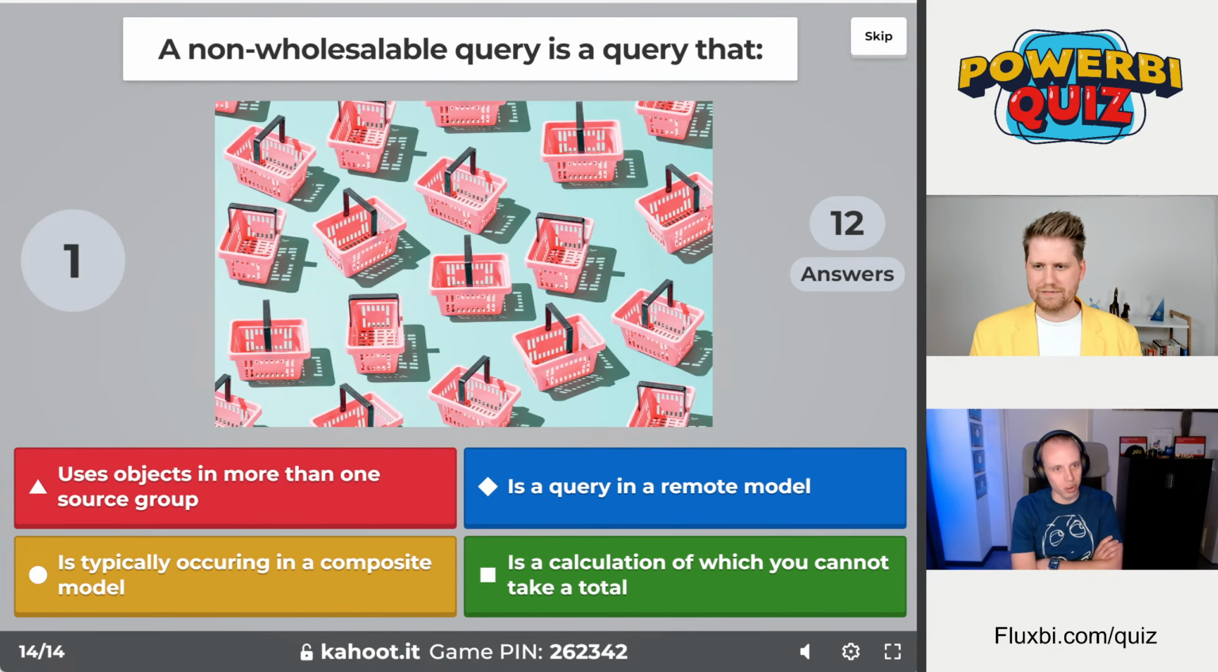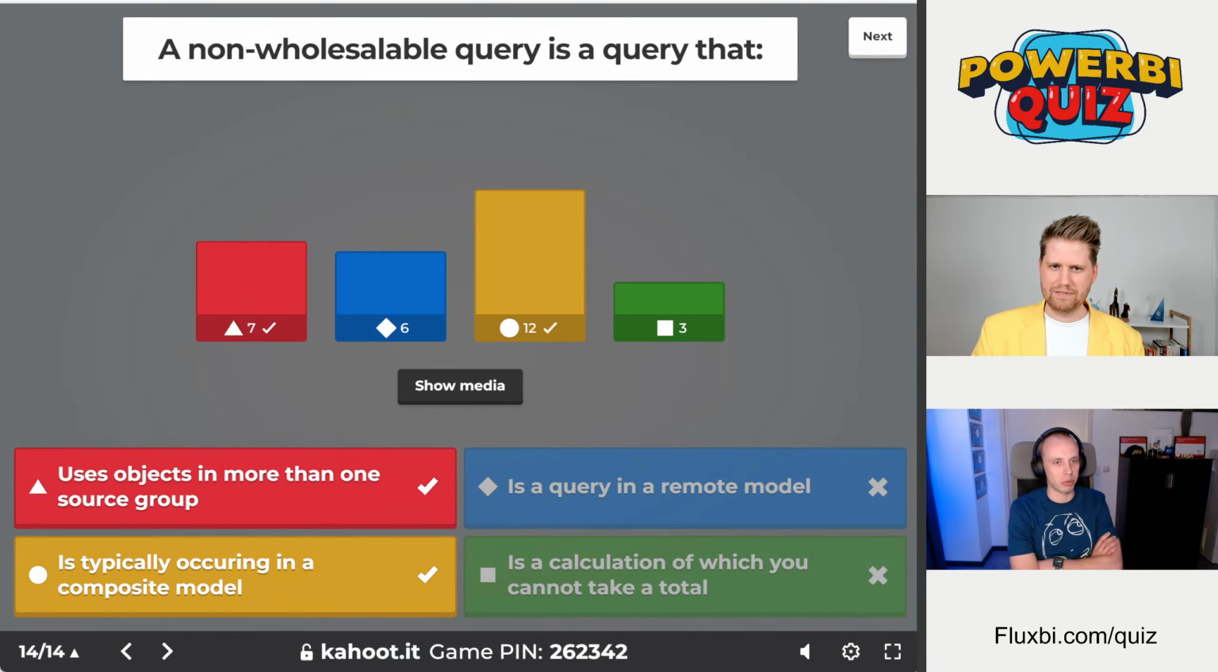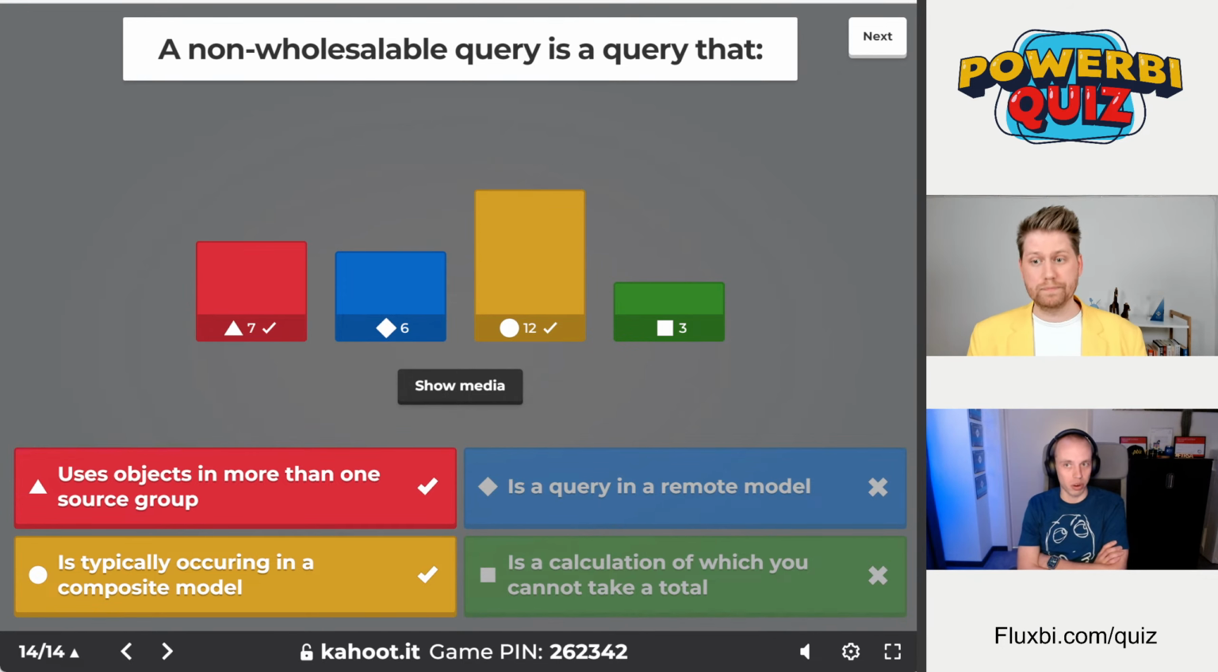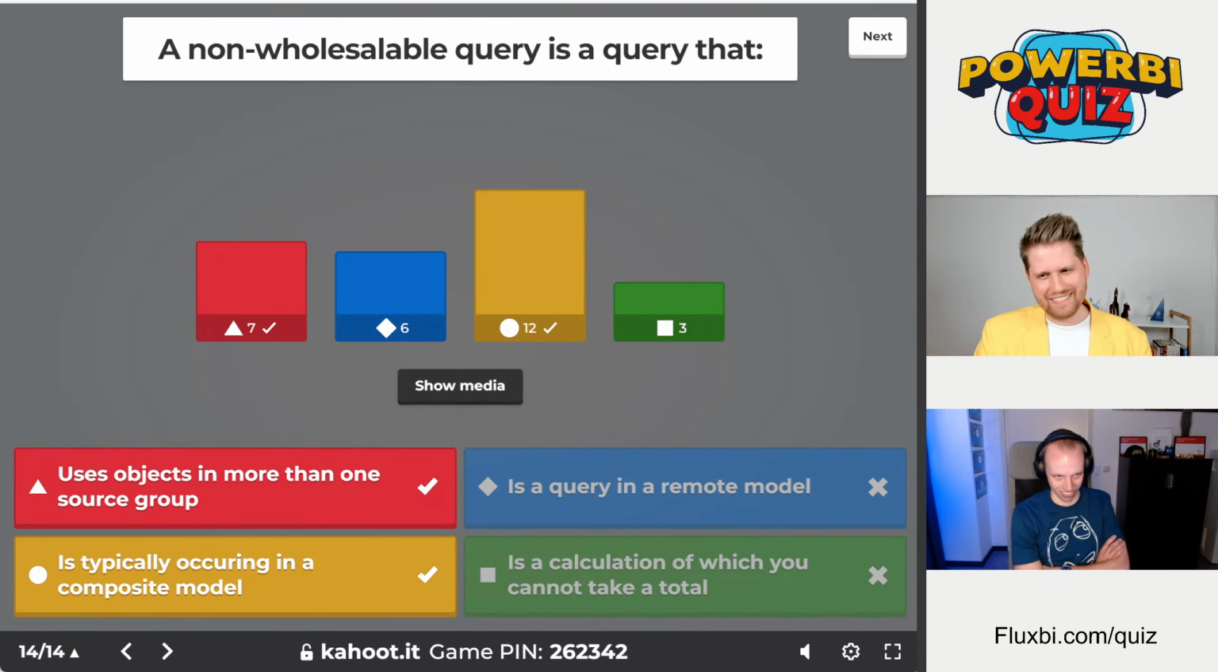There are some articles online from our favorite DAX people, Alberto and Marco, who called it wholesale and retail. And Microsoft then said, no, retail confuses. So you know what? We do wholesale and non-wholesalable.